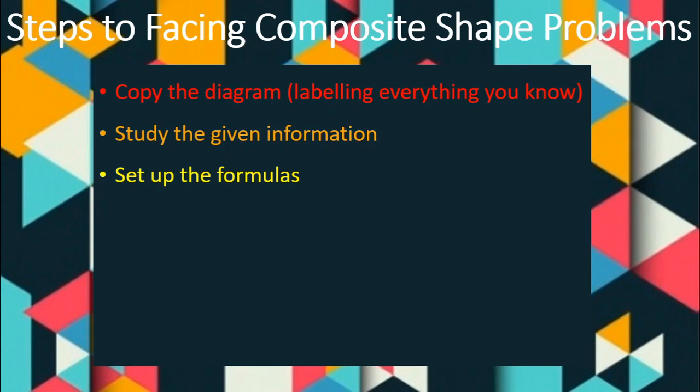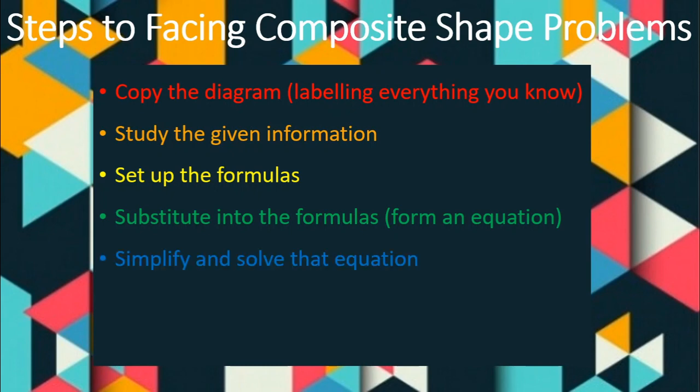Step 3, set up the formulas. Now, once again, this depends on the given information. If they give you an area, use the formula for the area. If they give you a perimeter, use the formula for perimeter. Then substitute into the formula to form an equation. If you are given values, or you are told that one thing is equal to another, or one thing is 5 times the other, substitute those values into your formula so that you can write an equation with only one unknown value that you can rearrange and solve.